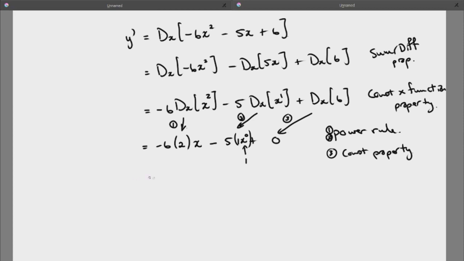All right. And then I can clean this up. Just maybe I want to. Negative 12x minus 5. Though you don't have to. You can leave the 0 there.